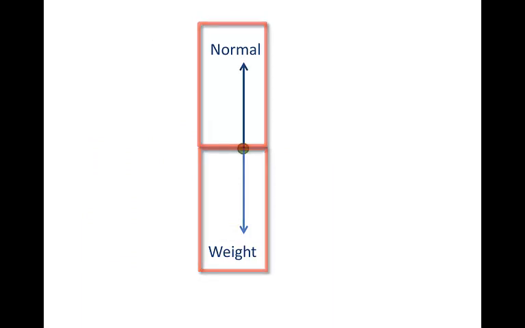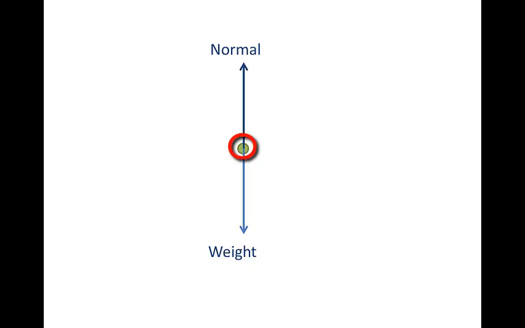on this car. Notice the car is drawn as a dot, and the forces acting on the car are drawn as arrows, as vectors, with their tails on the body, on the dot. And we label each vector.